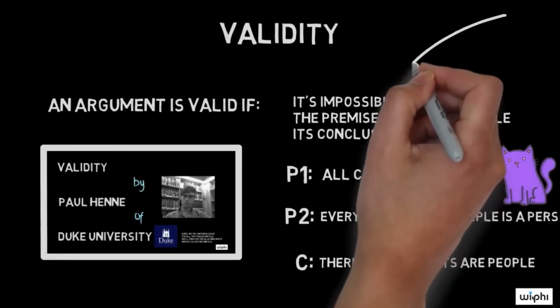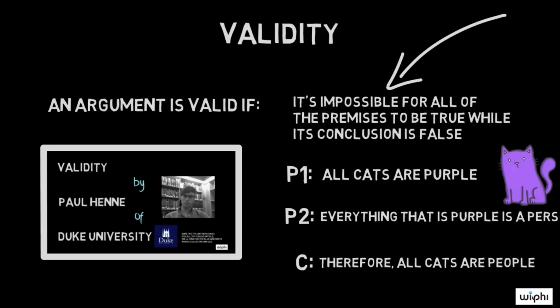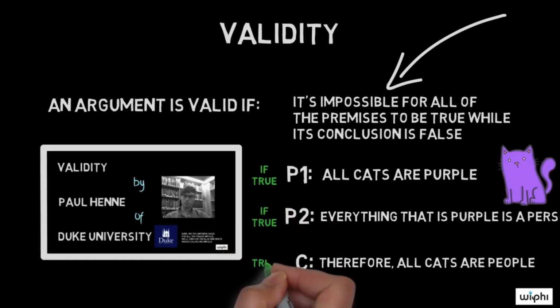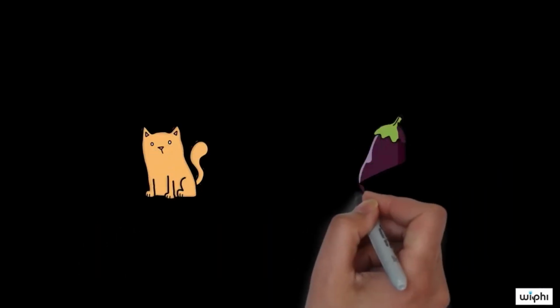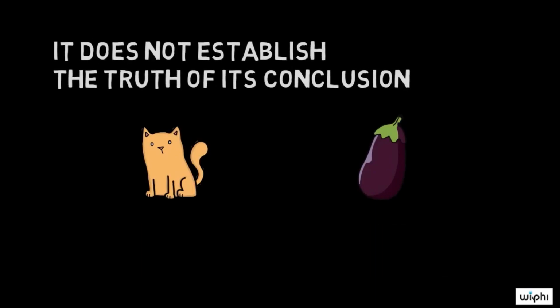This argument is valid because it is impossible for the premises to be true while the conclusion is false. If all cats were people, and all purple things were people, then all cats would be people. Of course, not all cats are purple, and not all purple things are people. So even though this argument is valid, it's not really informative. It does not establish the truth of its conclusion, since the premises are obviously false.